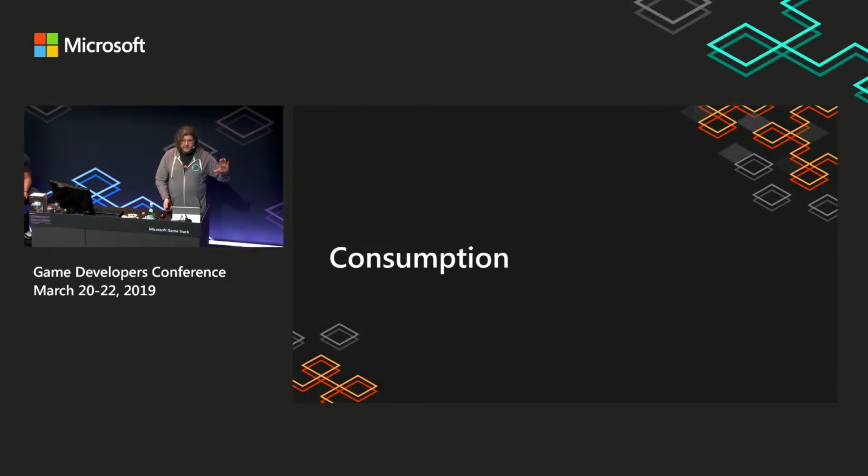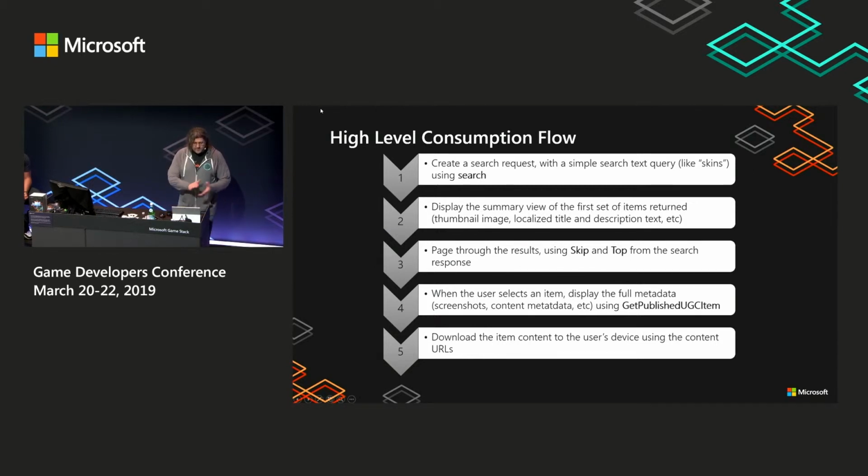Okay, so that was ingestion. So now we're going to talk about the consumption part, where your game client is going to be consuming the content to display and for download. So again, the flow, we have a very basic flow where you're going to create a search request. It might be very simple, like I'm querying for skins and maps. It's going to go through the title and description fields and pull out skins and maps.